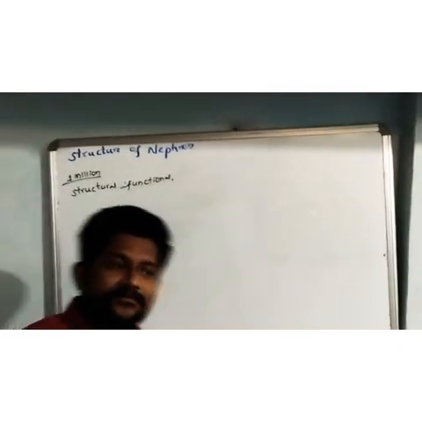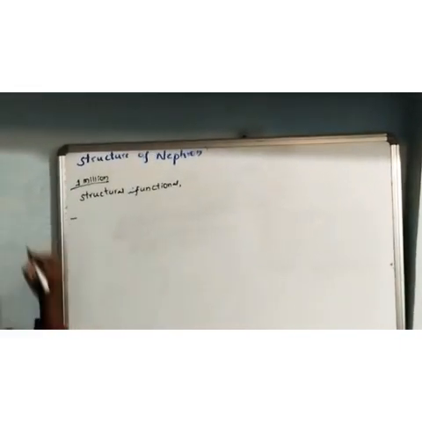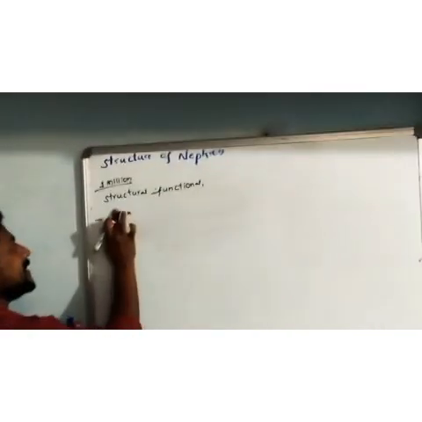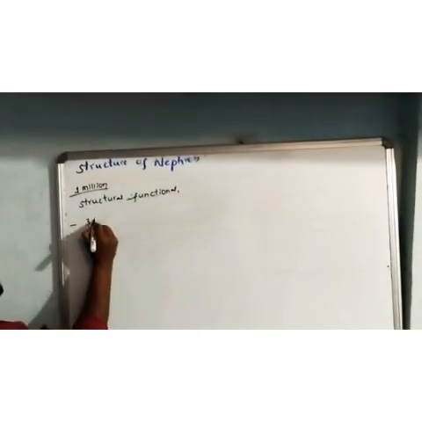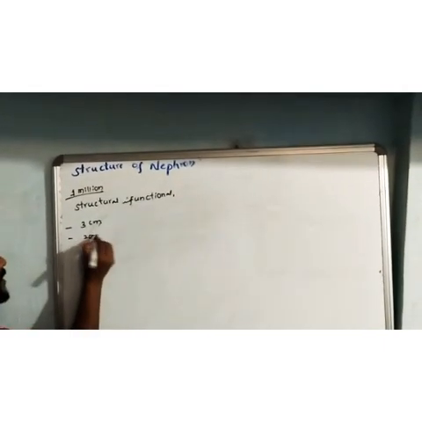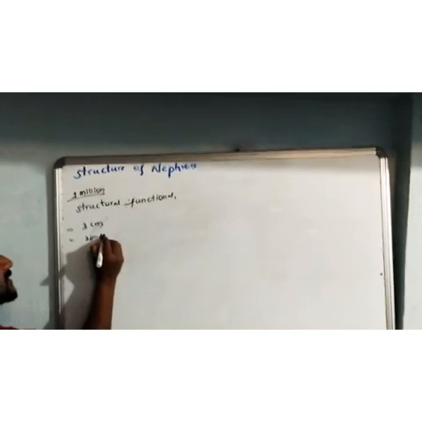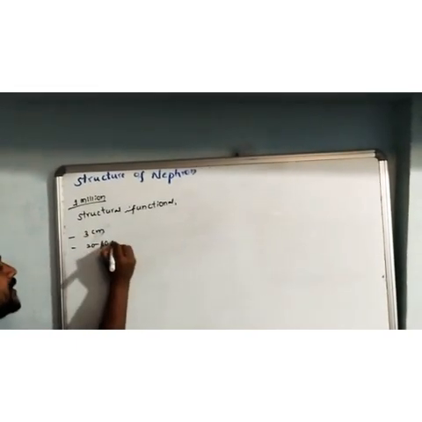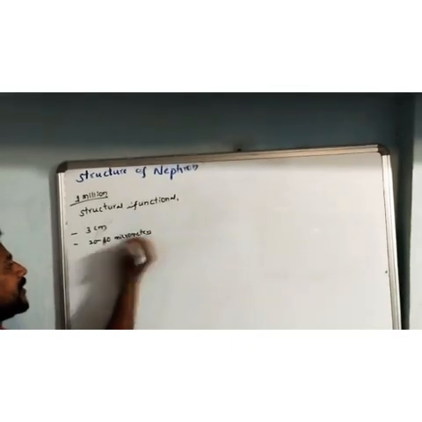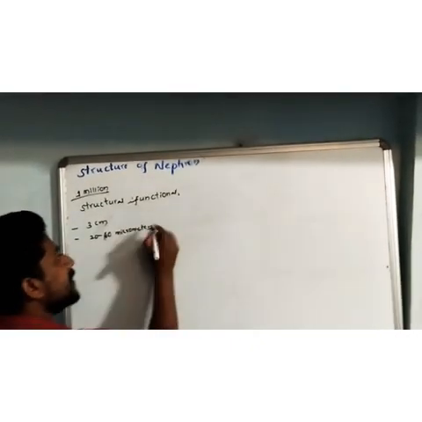If we observe the length and diameter of the nephron, each nephron is nearly 3 centimeters in length and 20 to 40 micrometers in diameter.